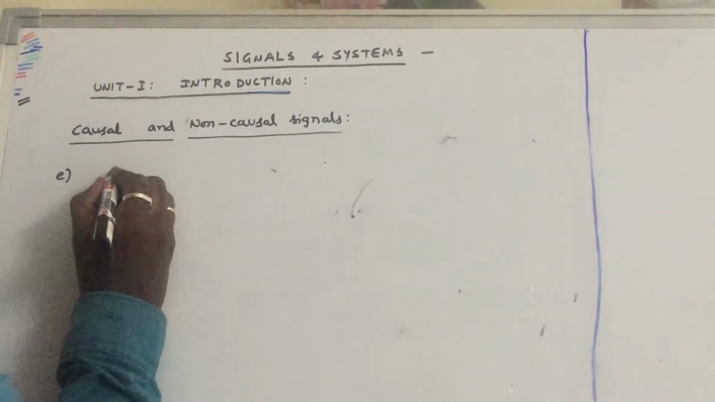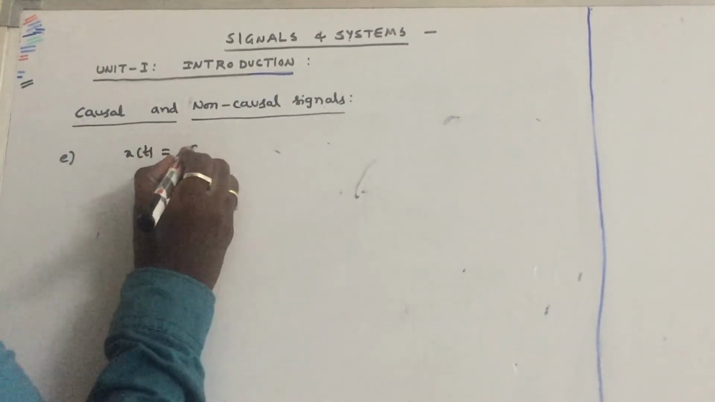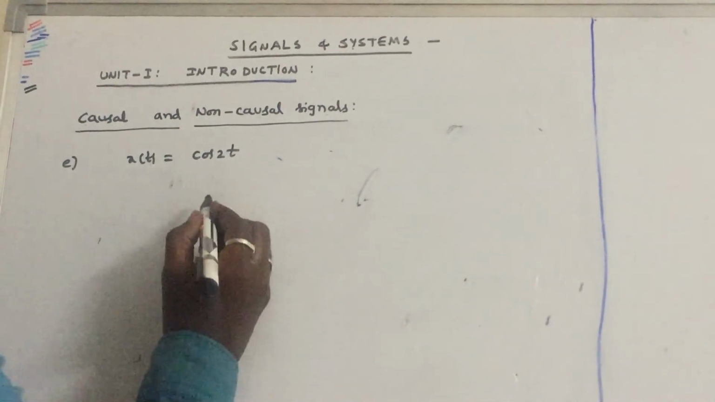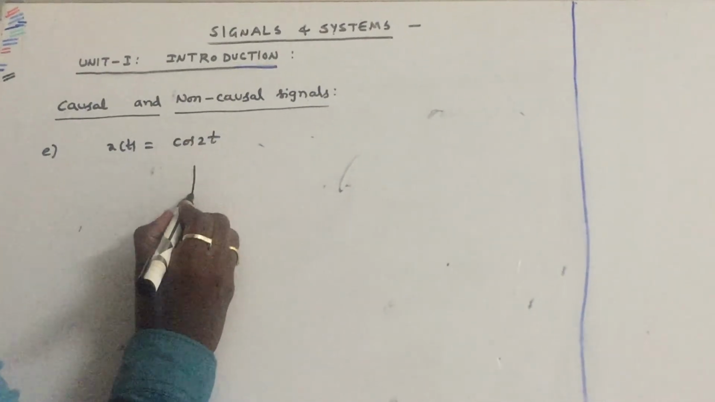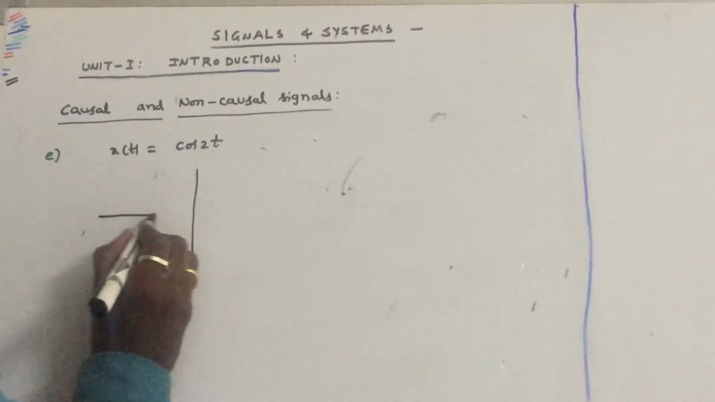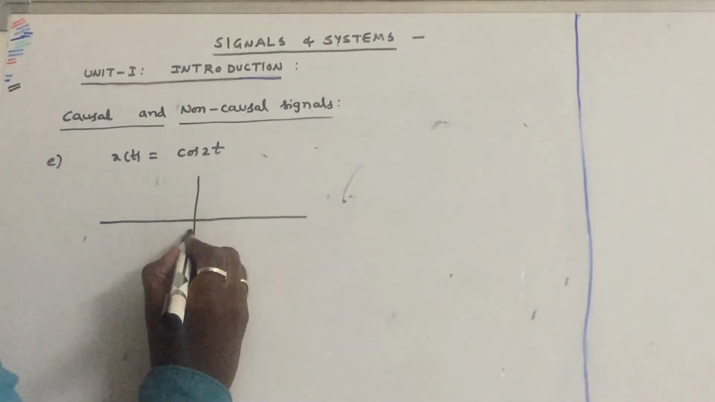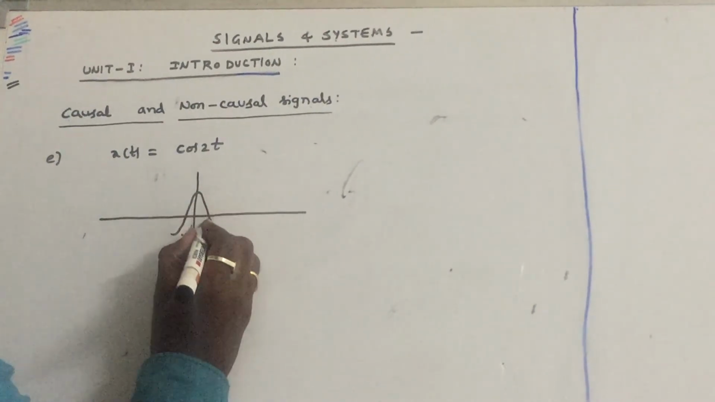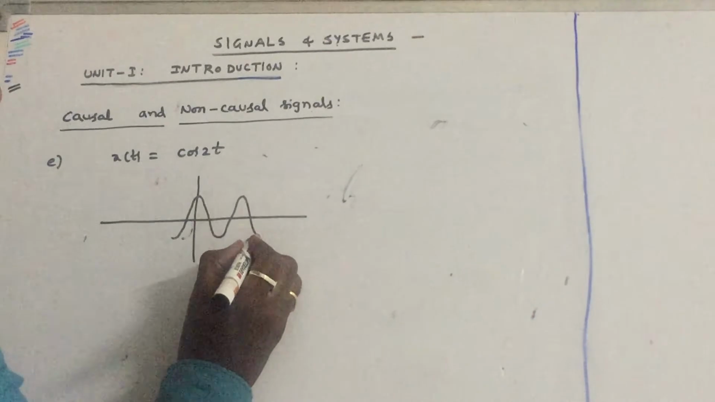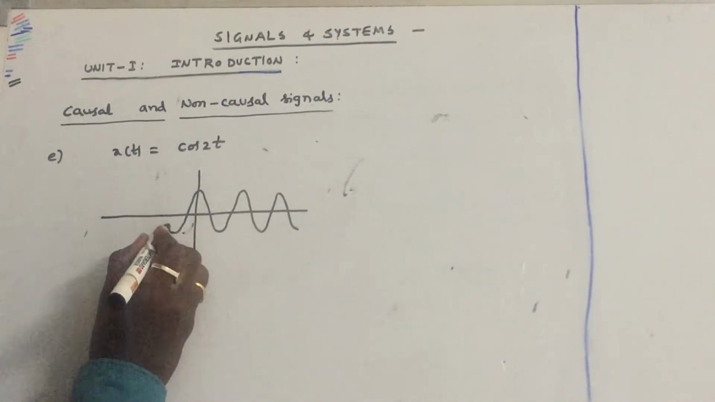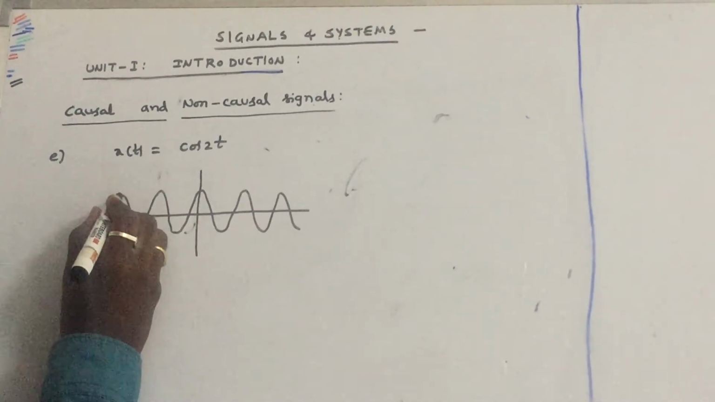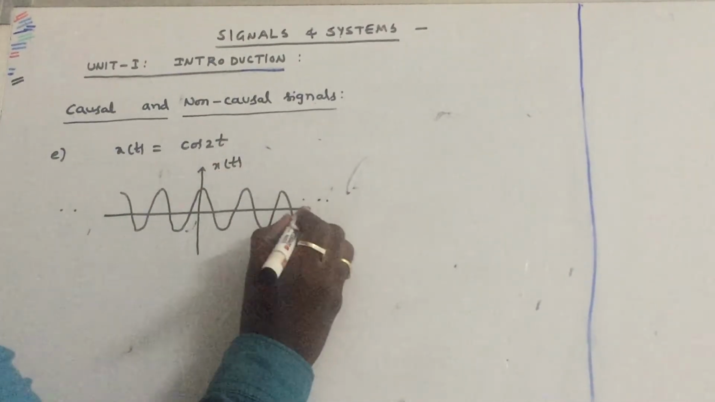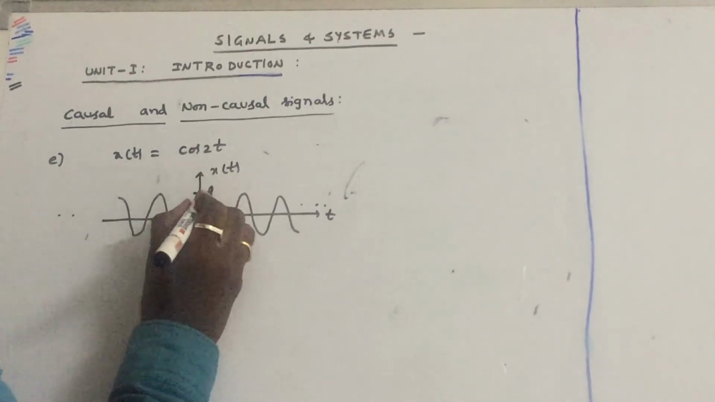Let us see question number E. x of t is equal to cos 2t. Let us find out whether this is a causal signal or non-causal signal. You know how to draw the diagram of cos 2t. The cos 2t nature will be cos 0, 1. So the cos waveform will be something like this, and so on. This is x of t versus t of amplitude 1.